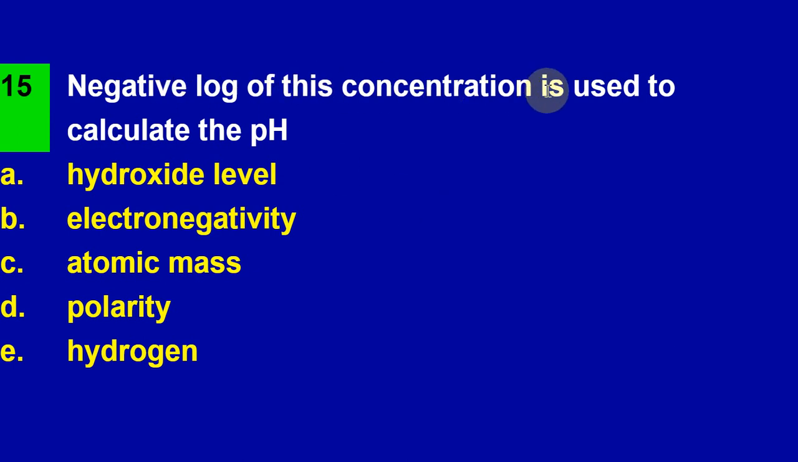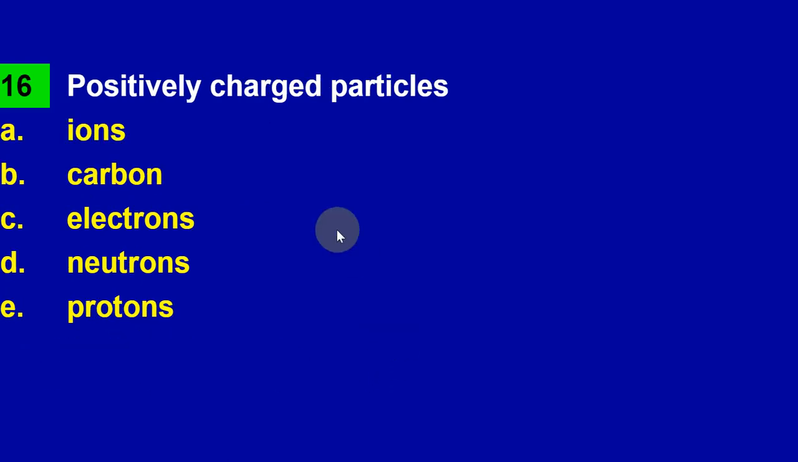Next, negative log of this concentration is used to calculate the pH. How do you calculate pH? What's the definition of pH? Yeah, it's related to the concentration of, it's either hydroxide or hydrogen, right? You know? Yeah, hydrogen, definitely. Next, positively charged particles, we've done it. Protons, next.